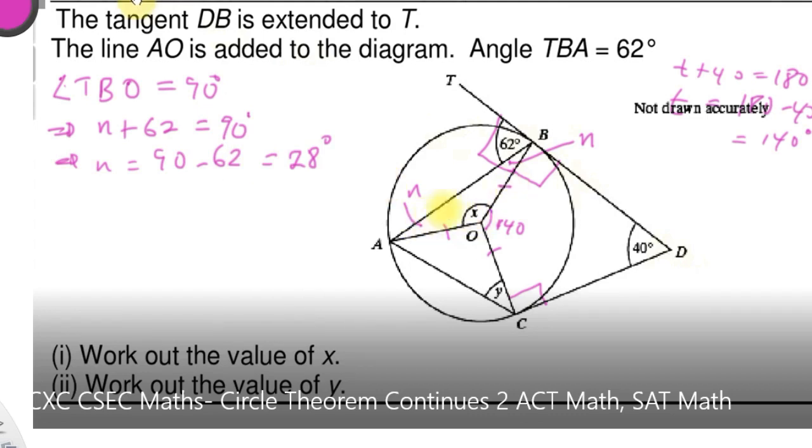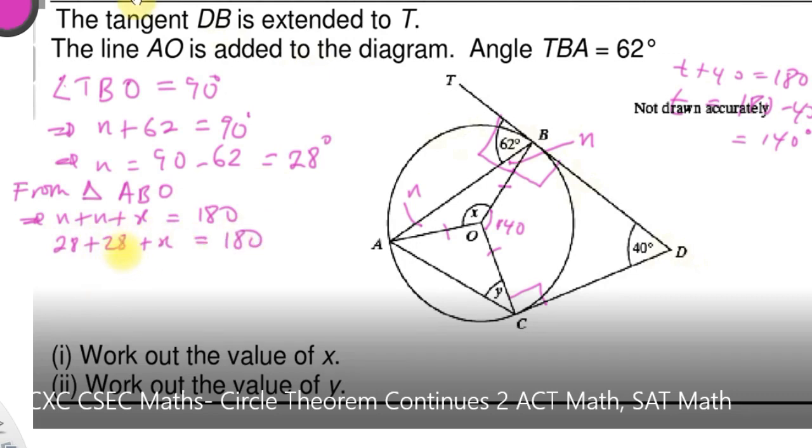So if this is 28, you can find X easily. From triangle ABO, this isosceles triangle implies that N plus N plus X is equal to 180 degrees. We know N is 28. So 28 plus 28 plus X is equal to 180 degrees. What is 28 plus 28? 56.